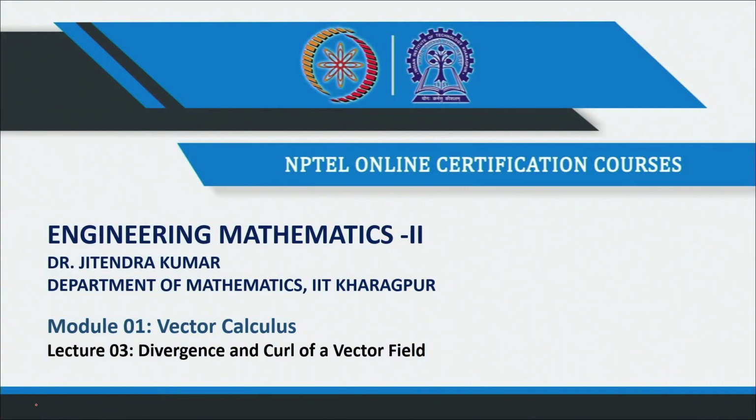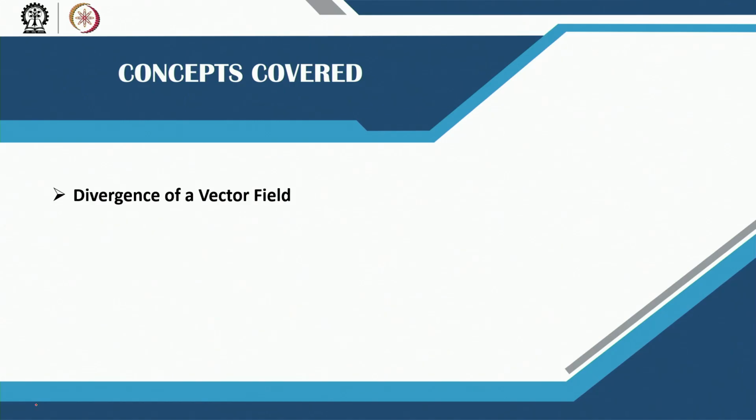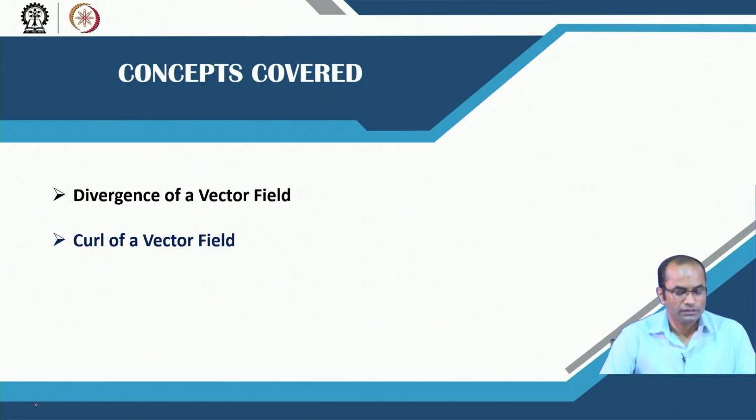Okay, welcome back to lectures on engineering mathematics 2, and this is lecture number 3 on divergence and curl of a vector field. So, today we will cover the divergence of a vector field and its geometrical interpretation, also the curl of a vector field and again its physical interpretation.